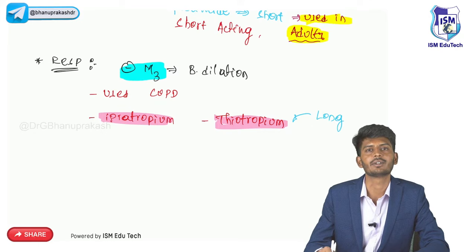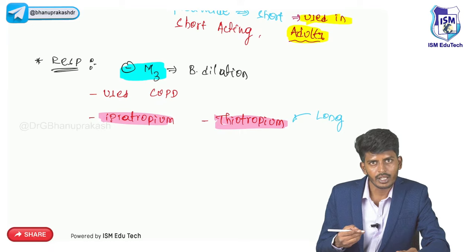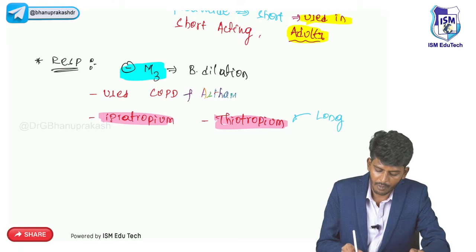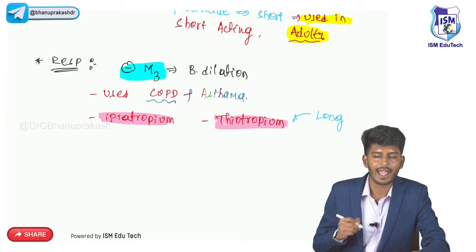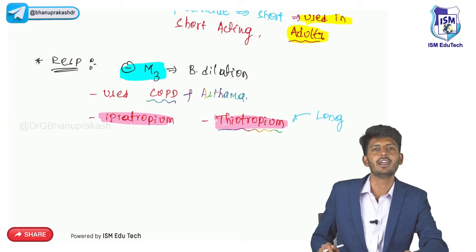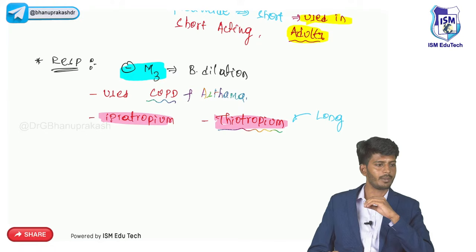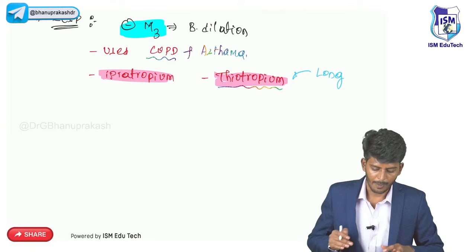Now, sir, if I'm using a drug in COPD, can I use it in asthma? Of course. But most importantly, I want your attention. For COPD, the best drugs usually used are your blockers, ipratropium and tiotropium, long acting. COPD is chronic obstructive pulmonary disease. Clear everybody? Okay.